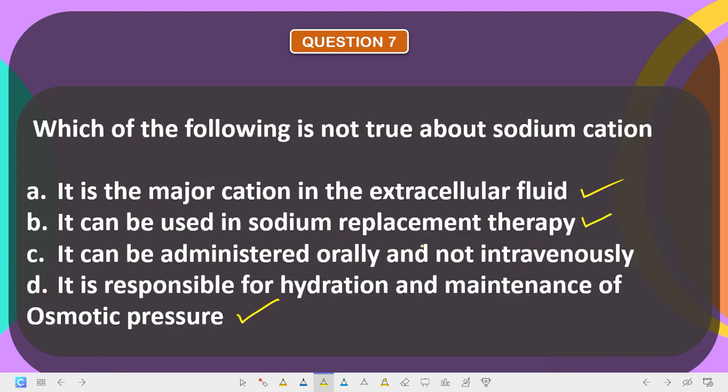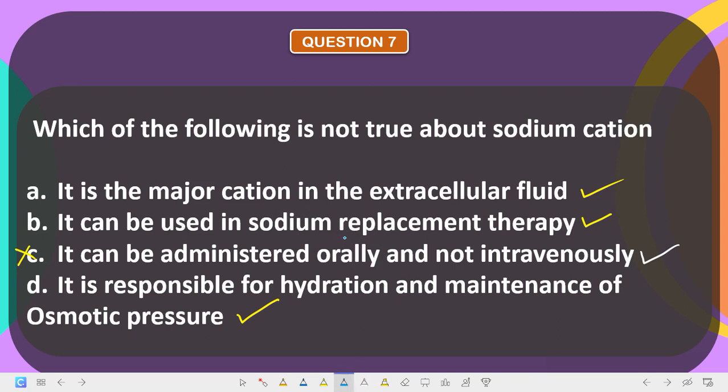So we come here, and automatically we know that option C is wrong, and we are looking for the wrong one because they say which of the following is not true. So the wrong one automatically becomes the right answer. Why? It says it can be administered orally and not intravenously. It can be administered orally and intravenously.